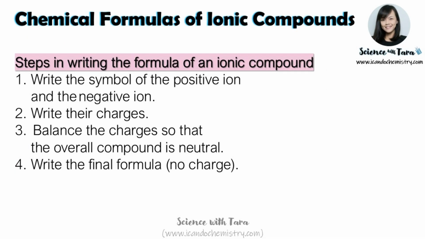When writing the formula of an ionic compound, we follow these steps. 1. Write the formula of the positive ion and the negative ion. 2. Write their charges. 3. Balance the charges so that the overall compound is neutral. 4. Write the final formula. We do not write the charges in the final formula. Let's look at some examples.